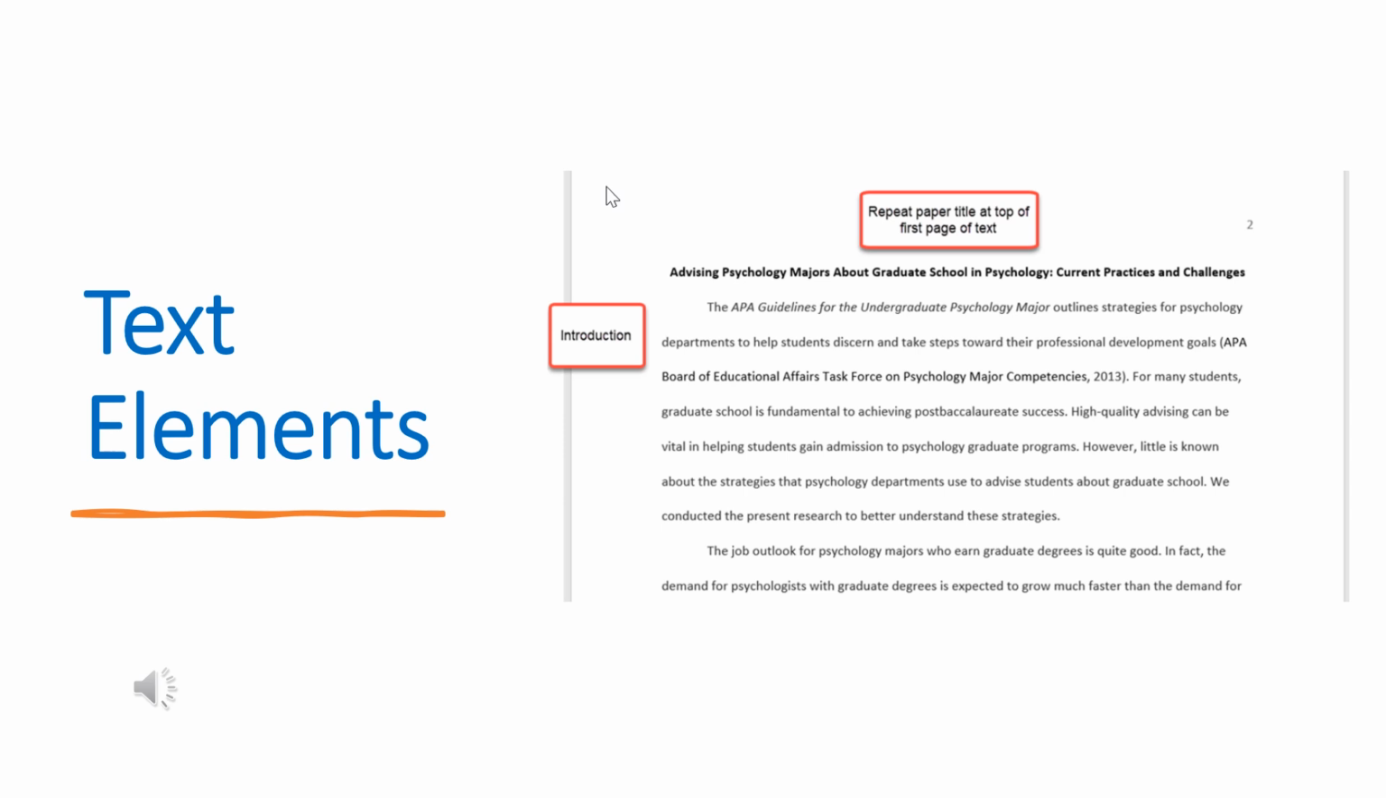Repeat the paper title at the top of the first page of the text. Begin with an introduction to provide background and context. Use descriptive headings to identify other sections in the body of the paper. These will come from the questions asked in the assignment. Sections and headings vary depending on paper type and complexity. Text can include tables and figures, block quotations, headings, and footnotes.